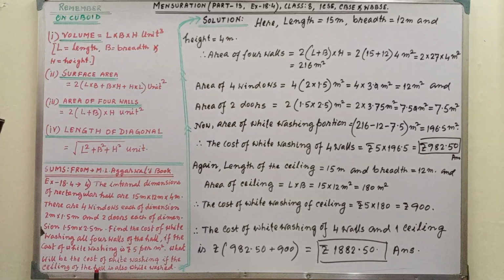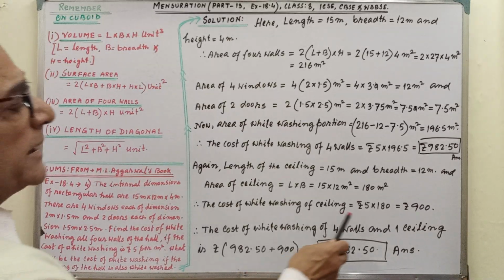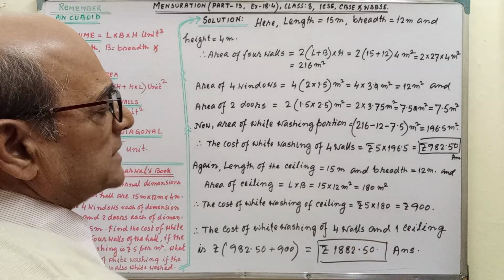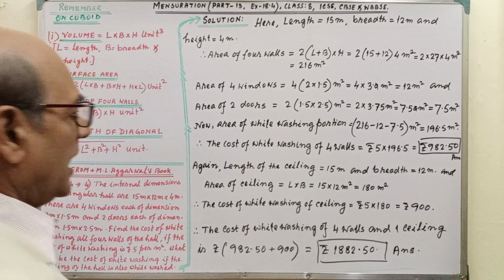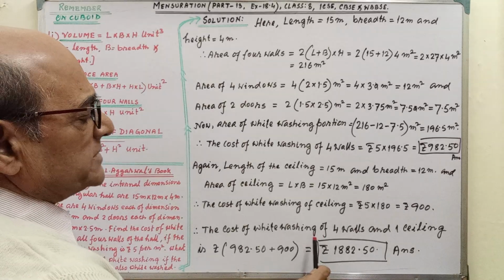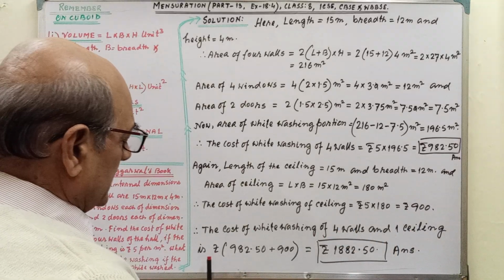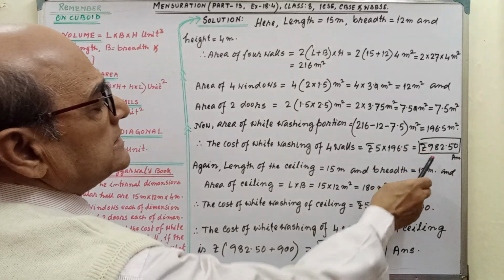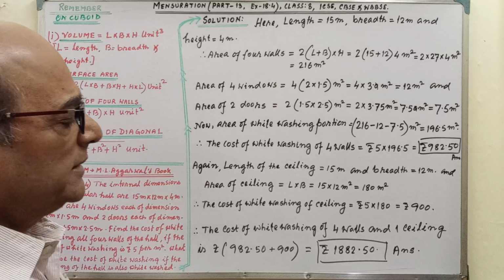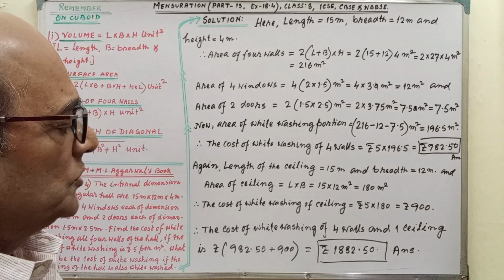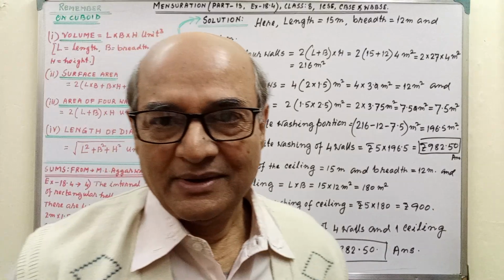And cost for whitewashing of ceiling is rupees 5 per meter square, by multiplication it is coming rupees 900. And total cost, now the cost of whitewashing of 4 walls and 1 ceiling is rupees this plus this. By addition we are getting rupees 1882.50. This is the answer.